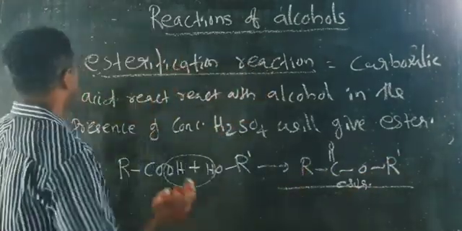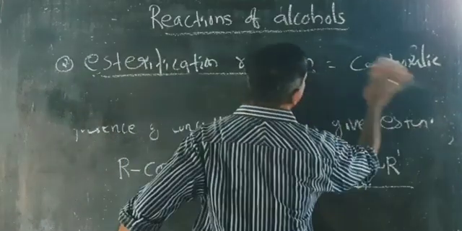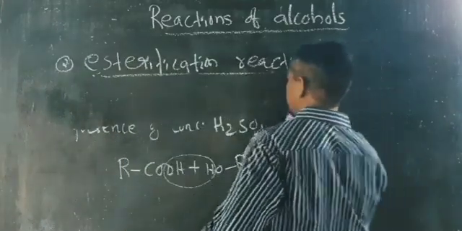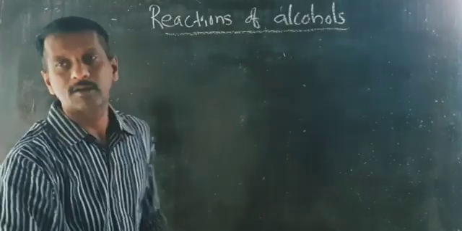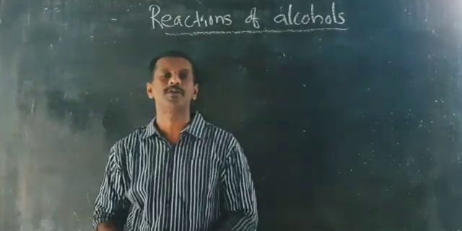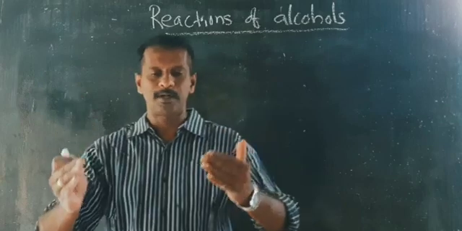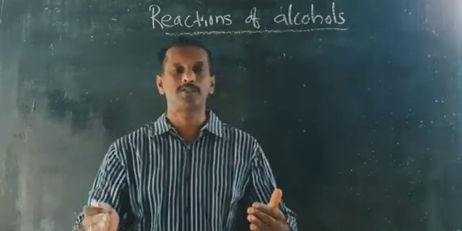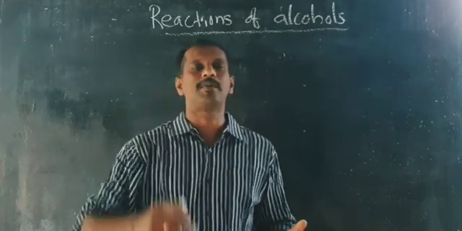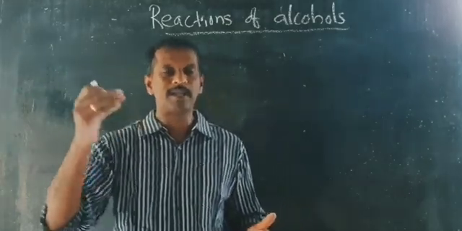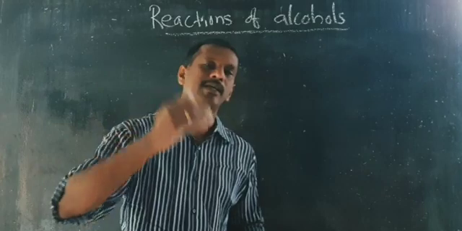So this reaction is very familiar to you. Esterification reaction. What is esterification reaction? The reaction of carboxylic acid with alcohol in the presence of concentrated H2SO4, and we get ester. And in this reaction also you can see that the OH bond in the alcohol is breaking, and we get ester.